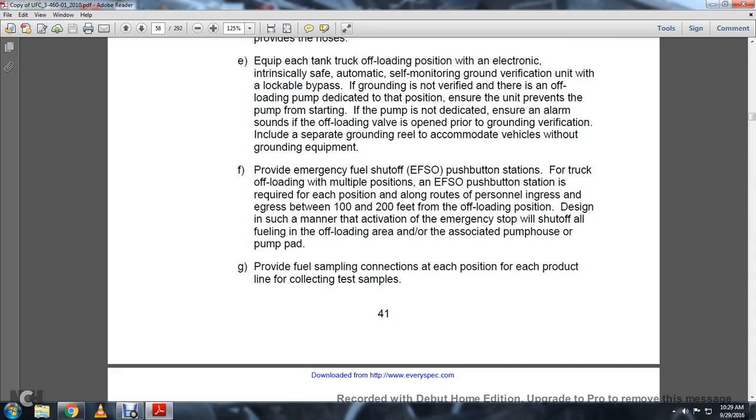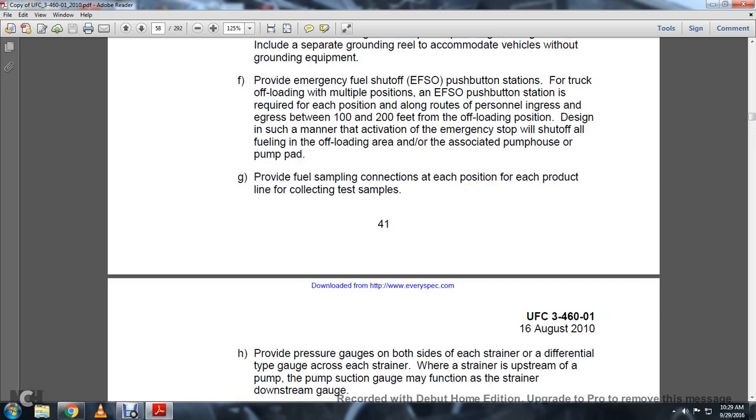F. Provide emergency fuel shutoff, or EFSO, push button stations for the truck offloading, with multiple positions of the emergency fuel shutoff push button stations required for each position along the route of the possible ingress and egress, and between 100 to 200 feet apart, with the offloading positions designed in such a manner that the activation of the emergency stop will shut off all the fueling of the offloading area and the associated pump house and pump pad.